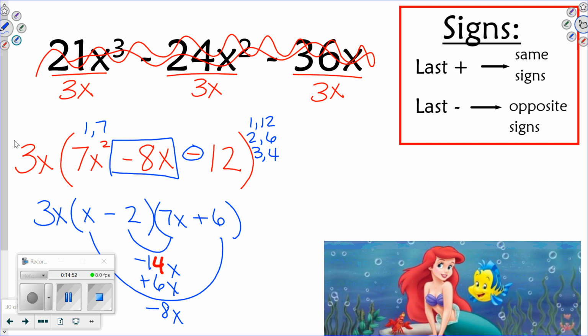So the actual factored answer I'm looking for, you put a box around this on your paper. That is the thing that, if I would multiply it all back together, I would end up where I started.